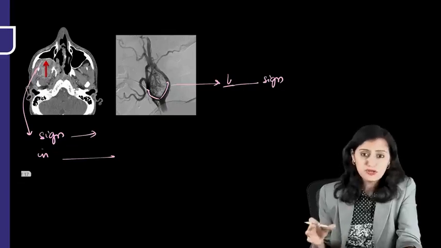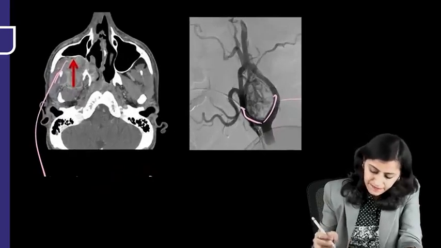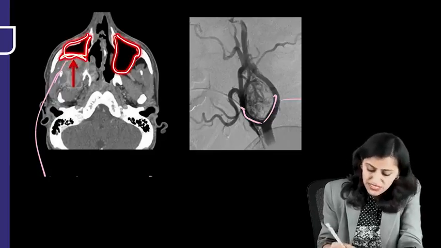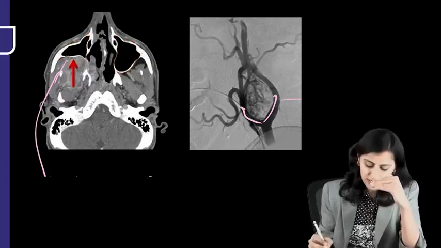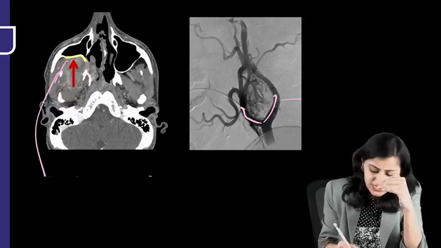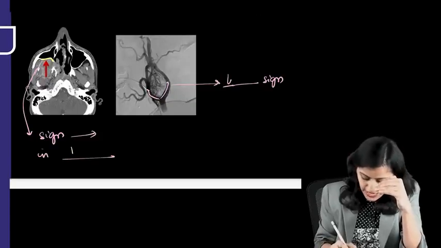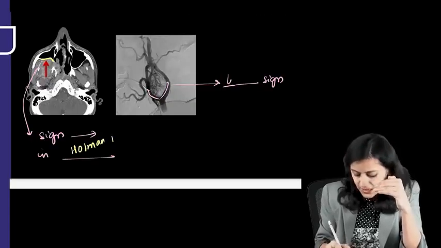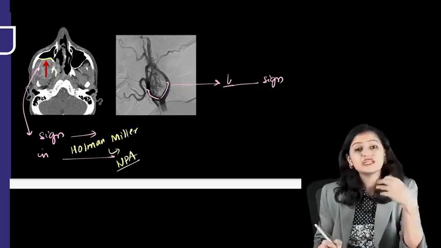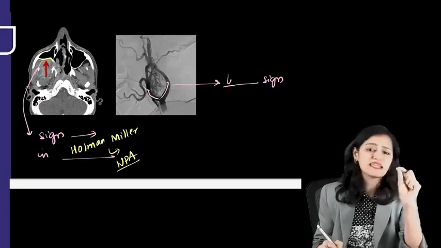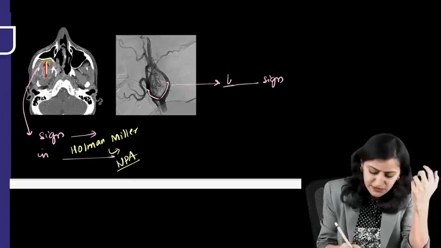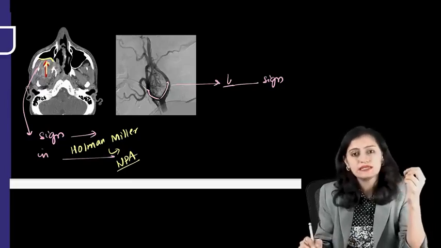Now going to the tumors. What sign are we seeing here? Look at this maxillary sinus. The posterior wall, there is bowing of the posterior wall because of the mass here. This bowing of the posterior wall of maxillary sinus is called Holman-Miller sign. It is seen in nasopharyngeal angiofibroma, which classically is an adolescent male with recurrent epistaxis. So this is nasopharyngeal angiofibroma, the Holman-Miller sign.